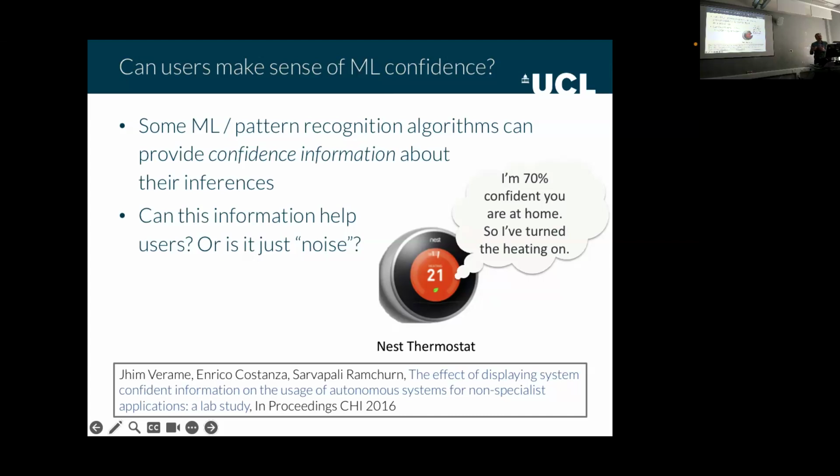Is it valuable to show this information to users? If we go back to the idea of the smart thermostat, what if the smart thermostat told you, I'm 70% confident that you're at home, so I'm turning the heating on? What if instead it told you that it was 60% confidence, or that it was 90% confidence? Does that make a noticeable or measurable difference?